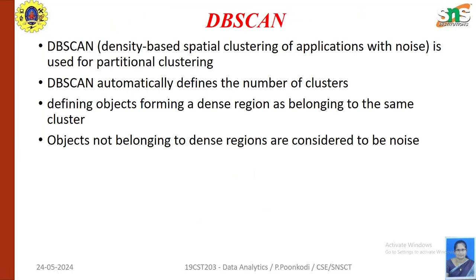The number of clusters will be based on the densities. It will also define the objects forming a dense region as belonging to the same cluster, but the objects not belonging to dense regions are considered to be noise. The identification of dense regions is done by first identifying the core instances.